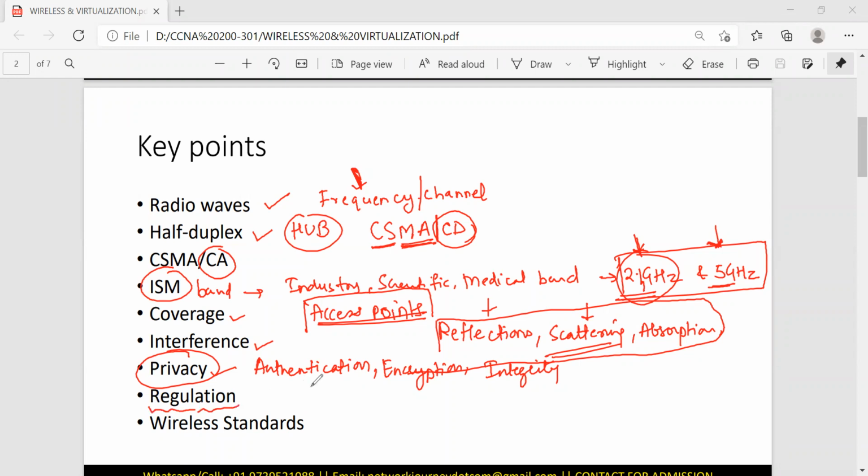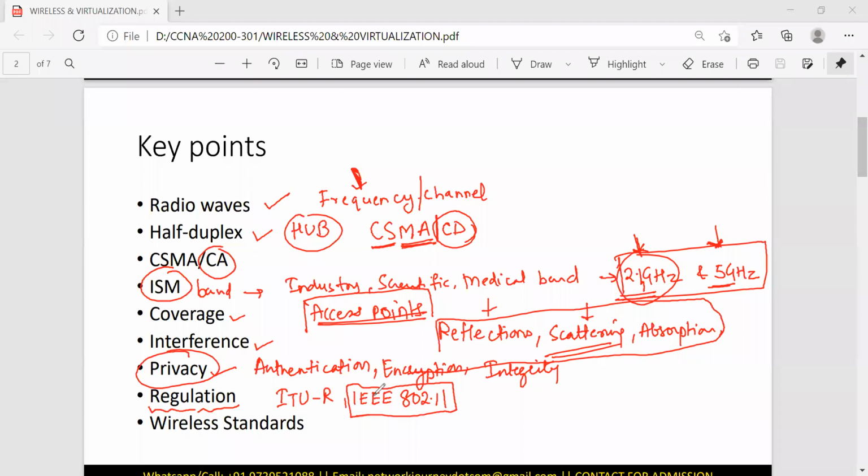Then comes regulation. This needs to be taken care of by several bodies. We have the International Telecommunication Union regulatory body, which monitors whether you are adhering to all kinds of standards or not. We have IEEE standards, which give the standards for supporting different data rates, different numbers of channels, and different types of security. Generally we use 802.11 IEEE standards for wireless communication. There are different versions: 11a, b, g, n, and many more.